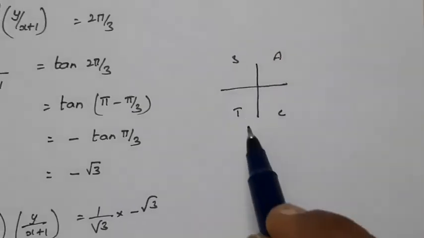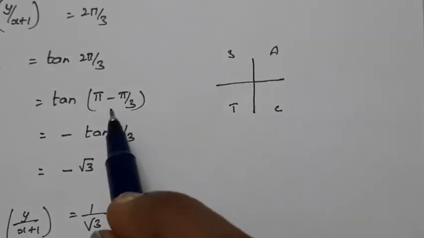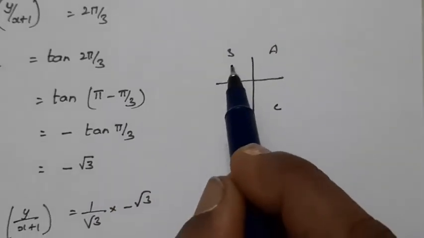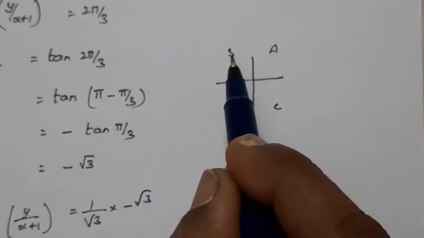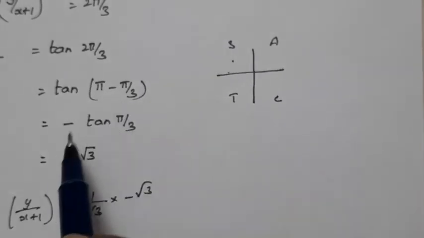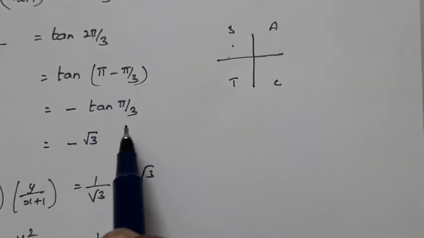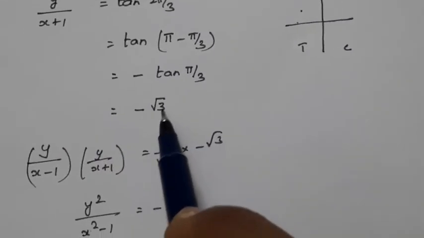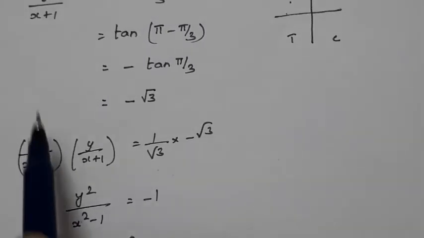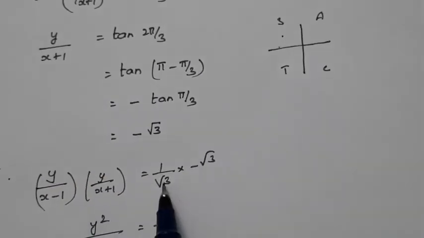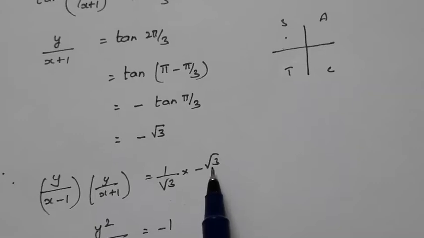Pi minus pi by 3 means this angle lies in the second quadrant. In the second quadrant, sine is positive, so we have minus, and since it is pi, the ratio won't change. So tan pi by 3. Then what is tan pi by 3? Root 3, so it is minus root 3. So already we got y by x minus 1 is equal to 1 by root 3, and y by x plus 1 is equal to minus root 3.